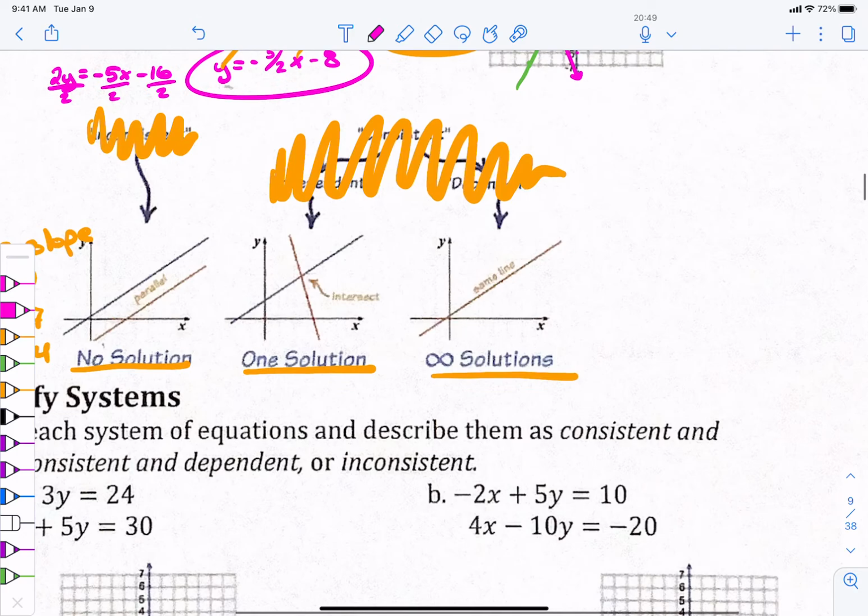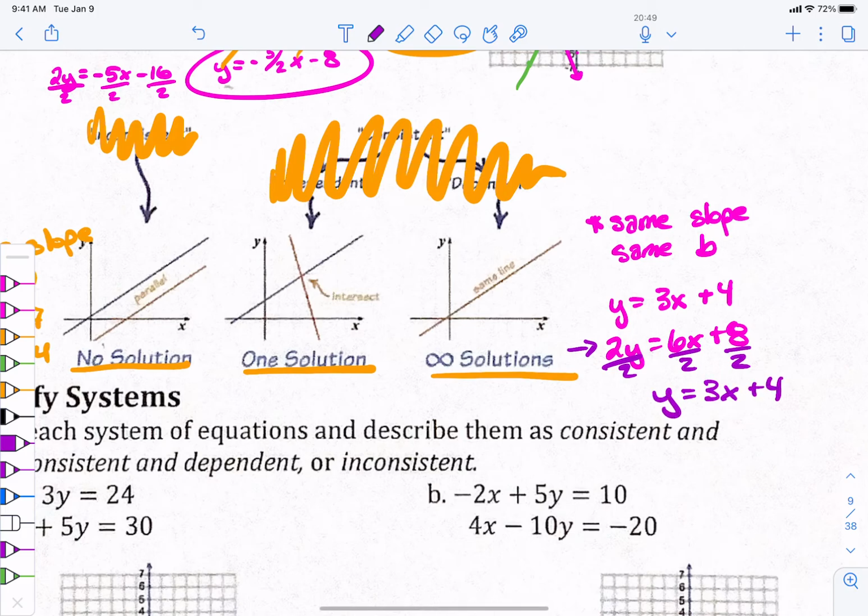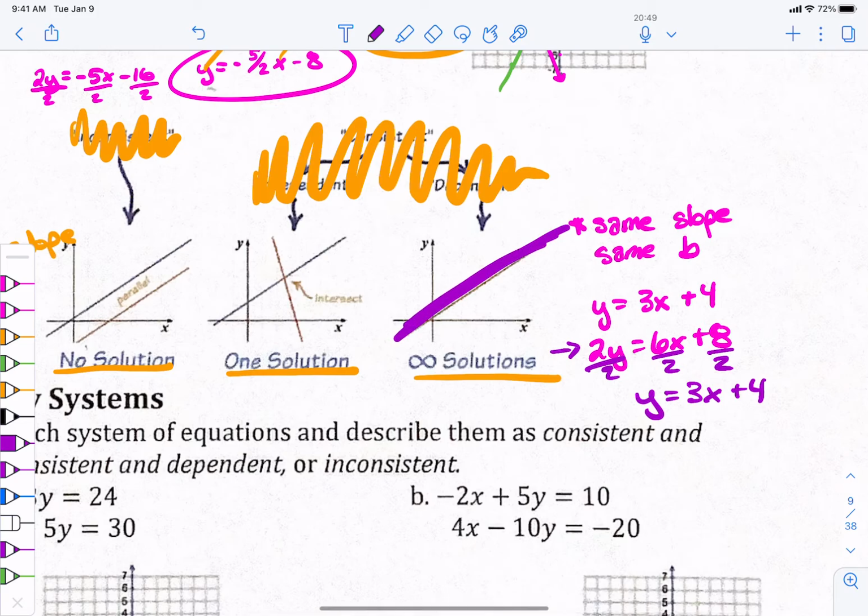Okay, now I'm going to skip one solution and we're going to go over here to infinitely many solutions. And infinitely many solutions occurs when you have the same slope and the same b. Okay, same slope, same b. So an example of that would be like y equals 3x plus 4 and 2y equals 6x plus 8. Now those don't have the same slope that I can see right now, but do you see what I did? Divide by 2. If you solve this one for y, you would end up dividing by 2, and you would literally get the same equation. So what this is doing right here is it's the same line graphed on top of itself.